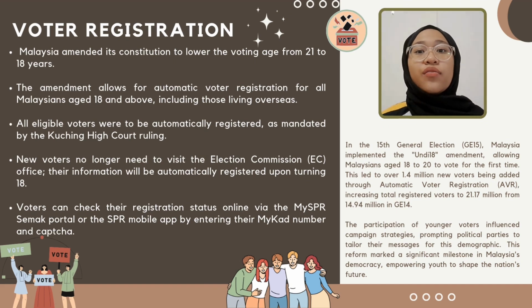For example, in the 15th general election, GE15, Malaysia implemented the Undi 18 amendment, allowing Malaysians aged 18 to 20 to vote for the first time. This led to over 1.4 million new voters being added through automatic voter registration, increasing total registered voters to 21.70 million from 14.94 million in GE14. The participation of younger voters influenced campaign strategy, prompting political parties to tailor their message for this demographic. This reform marked a significant milestone in Malaysian democracy, empowering youth to shape the nation's future.